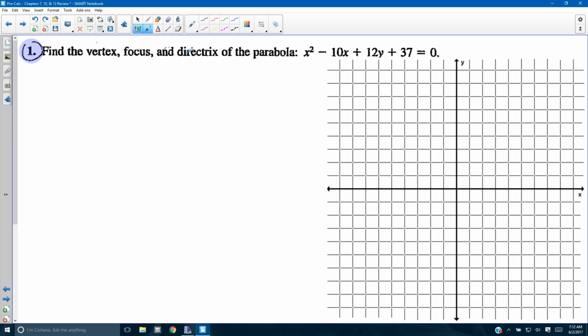Number 1, find the vertex, focus, and directrix of the parabola x squared minus 10x plus 12y plus 37 equals 0. And I might draw it out as well to make sense of some of these things if necessary. First of all, it's a parabola. We know that because x has a square, y does not.